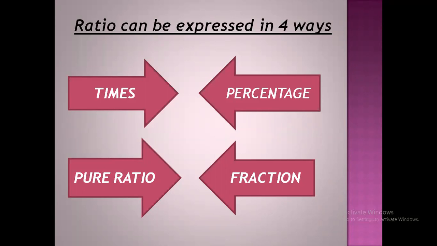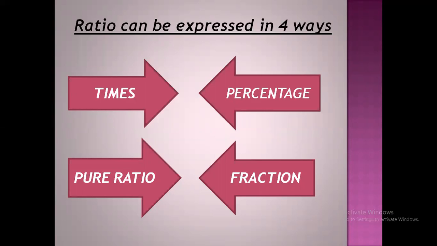Percentage. When the ratio is expressed in percentage, for example, net profit of the firm is compared with revenue from operation. So net profit ratio will become net profit upon revenue from operation into 100. This is called percentage.